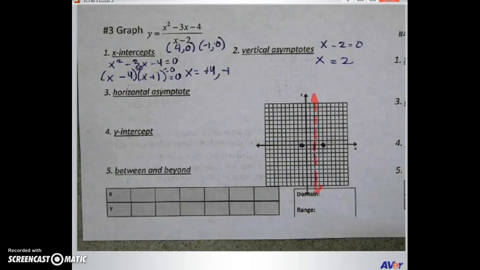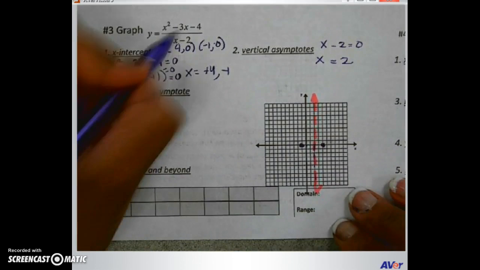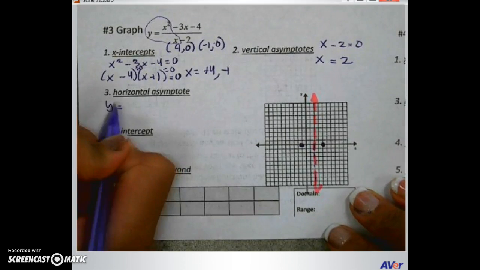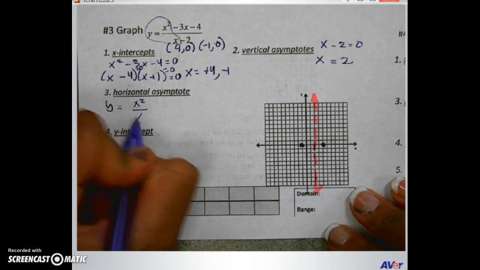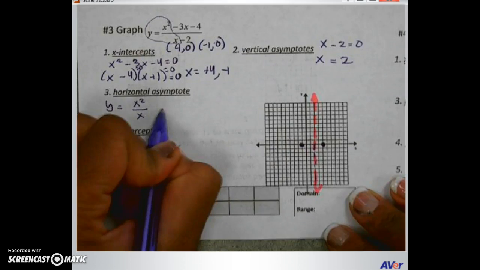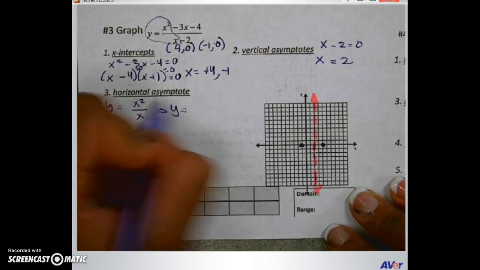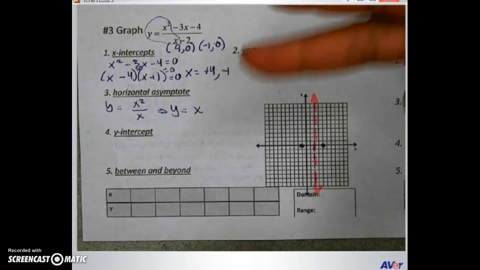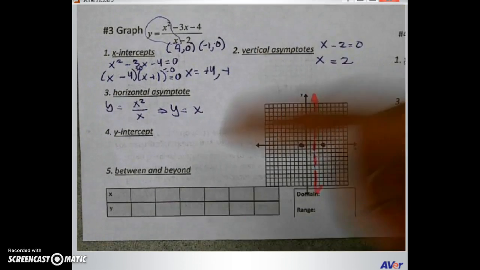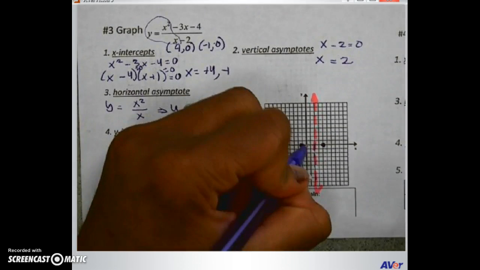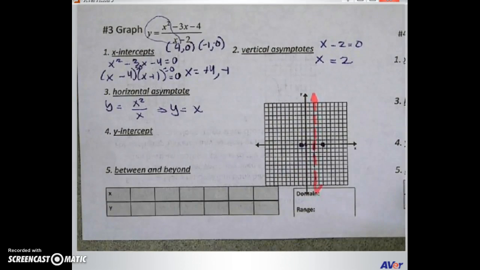Horizontal asymptote, how do you find that? Well, that's the one where I'm looking at the leading ones. And if I'm going to write this as a fraction, I would write y equals x squared over x. This I can reduce. So this is y equals, what's x squared divided by x? Just x, because you had 2 on the top, 1 on the bottom, so just x is left. That is a wonderful thing that we like to call a slant asymptote.